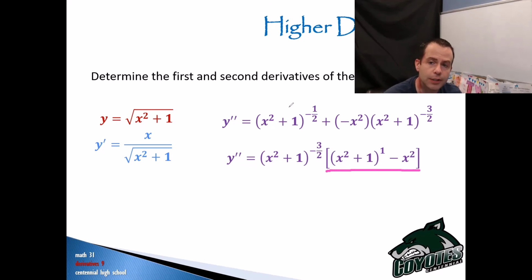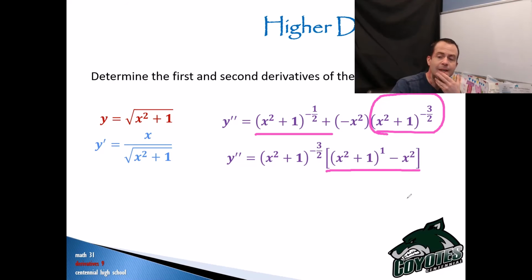So when I factor out x squared plus 1 to the negative 3/2 from this first guy, that leaves me with x squared plus 1 to the 1, right? I'm dividing, so an exponent of negative 1/2 divided by the exponent of negative 3/2, I end up subtracting those exponents, right? So negative 1/2 subtract negative 3/2 would give me 2/2, which is just 1. And then if I take out the negative 3/2 exponent from this guy, I'm just left with that negative x squared. Okay, so now when I go to simplify this, I've got x squared plus 1 to the 1 is just x squared plus 1.